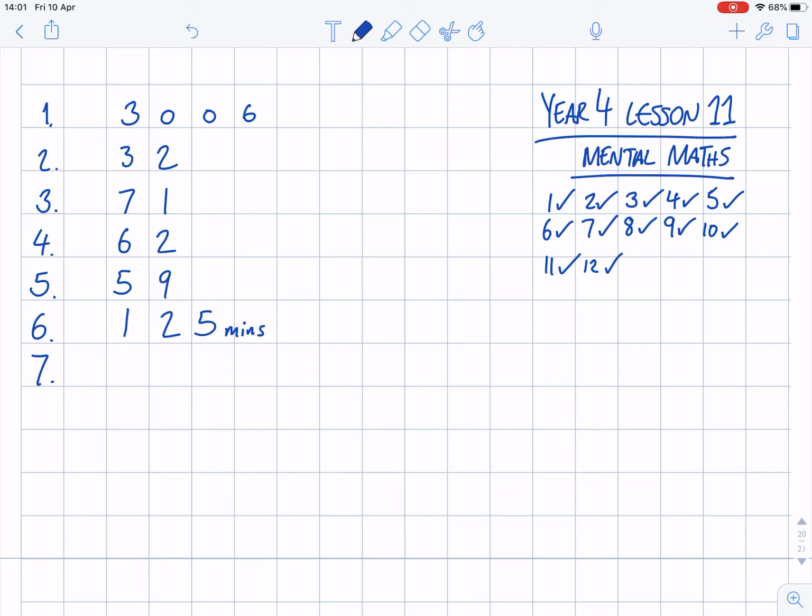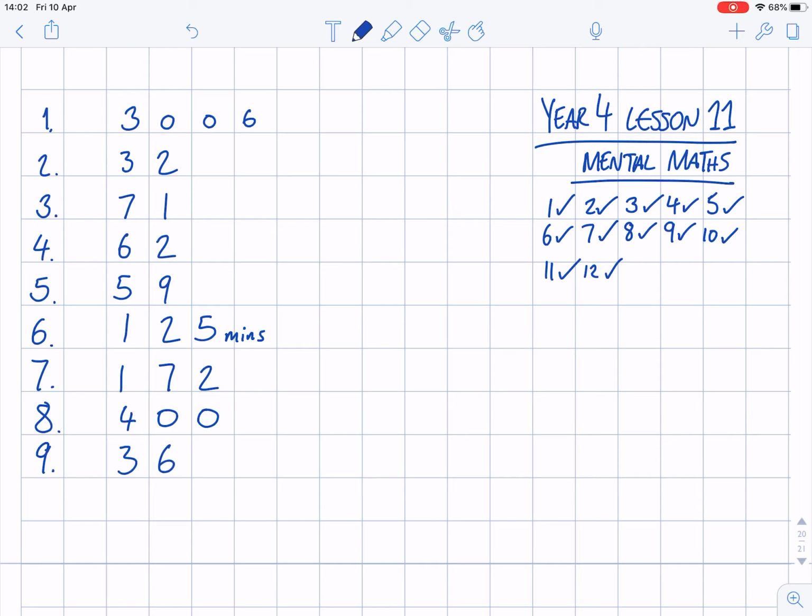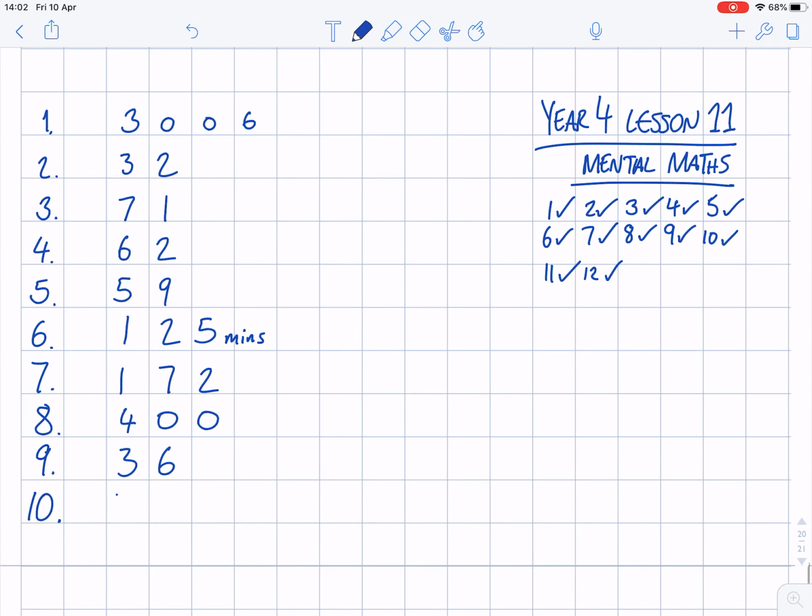Question 7, double 86. I need to double 80 in my head and then I'll double 6 and add the two answers together. I get 172. Question 8, round 384 to the nearest 100. I would round it up to 400. Question 9, what is the product of 9 and 4? Product, remember, is a word that we use in maths to mean multiply. So the product of 9 and 4 is 36. Question 10, I gave you 3 numbers and I asked you which was an answer in the 6 times table. The answer is 36 again.